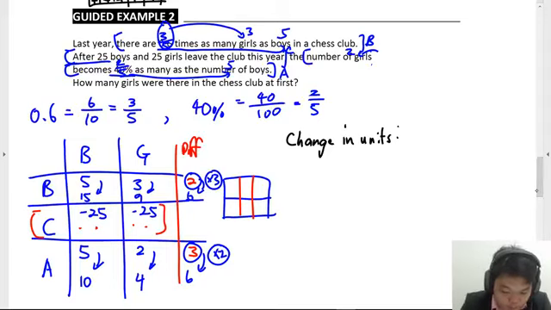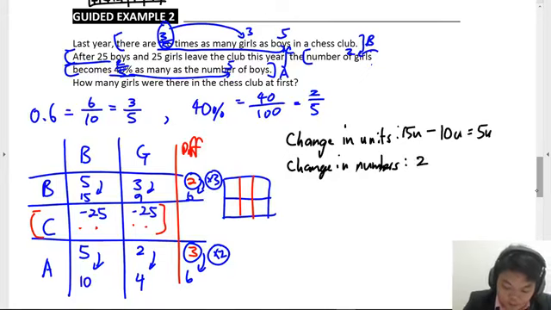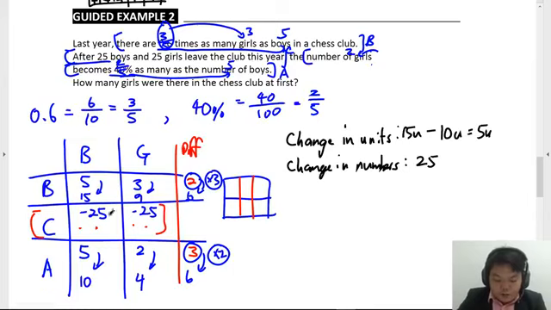Okay, there are 5 units, right? Because you have 15U minus 10U to give you 5 units. So what was the change in the numbers? Here we don't care about whether it is plus or minus. We look at the absolute value, or rather the change. The change over here is 25. So we can form that connection and we say that this 25 is this 5 units here.